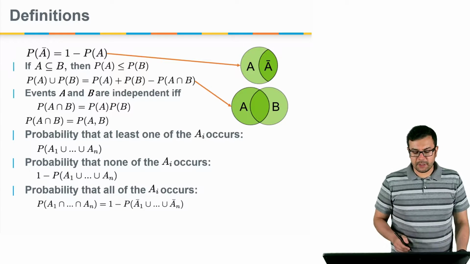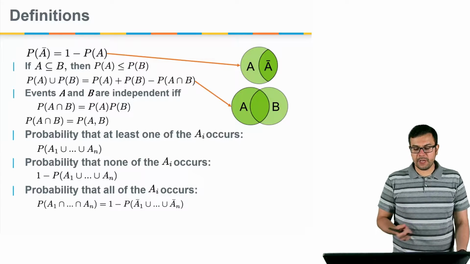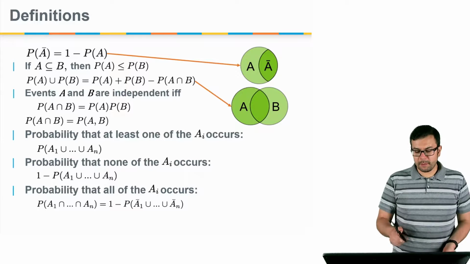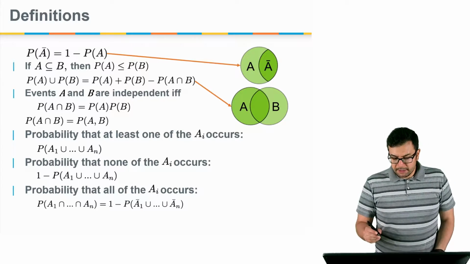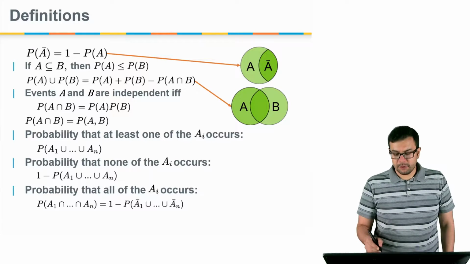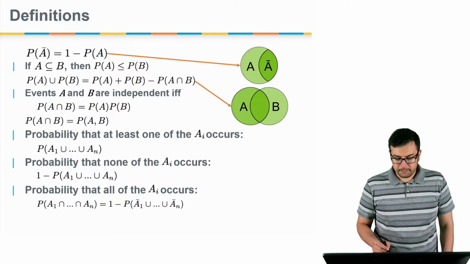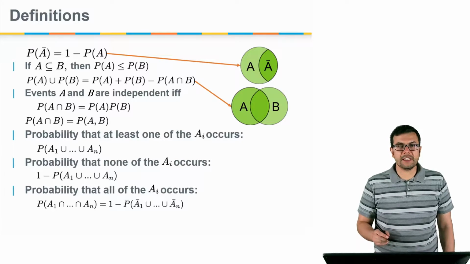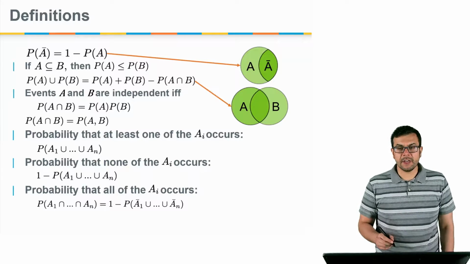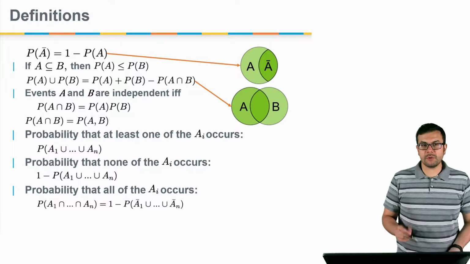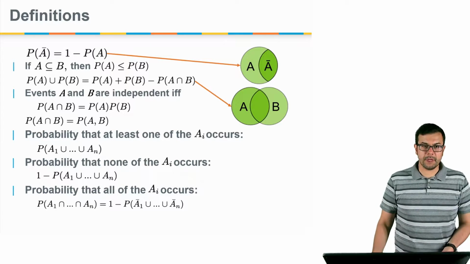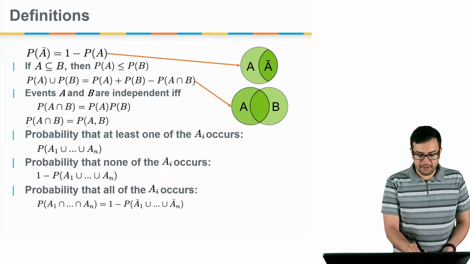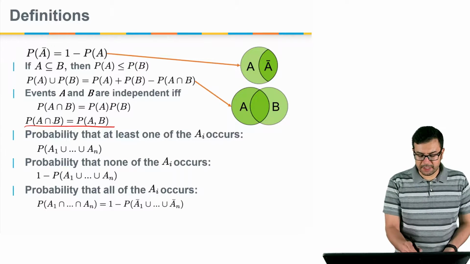Similarly, if we want to calculate the probability of two events together, we have to sum the probabilities of those two events and subtract the intersection of those two. We call two events independent if and only if the probability of the intersection of those two events is the multiplication of the probability of A and the probability of B. For simplicity, we write the probability of the intersection of A and B with a comma.